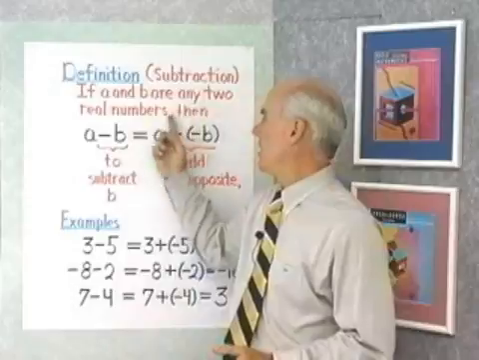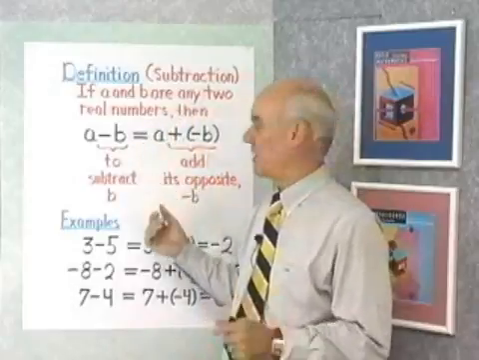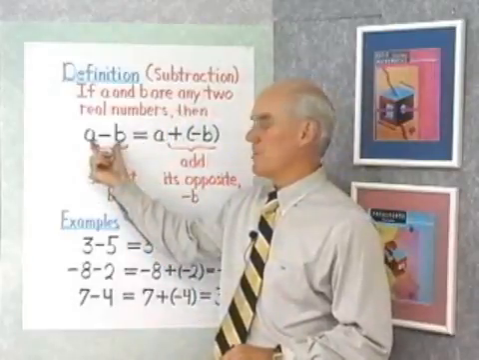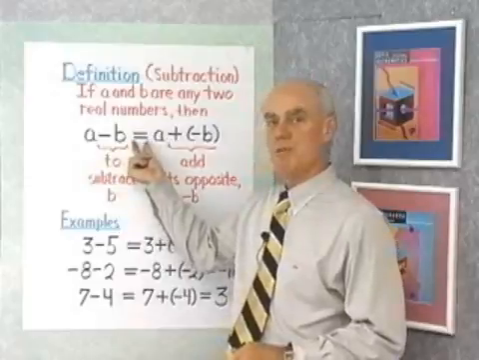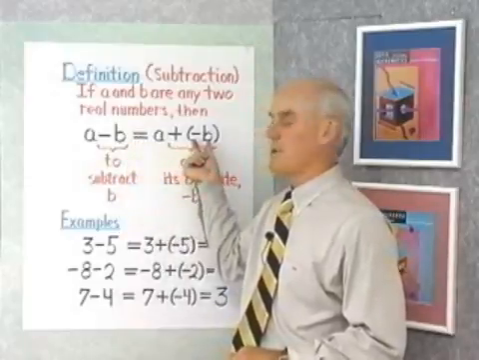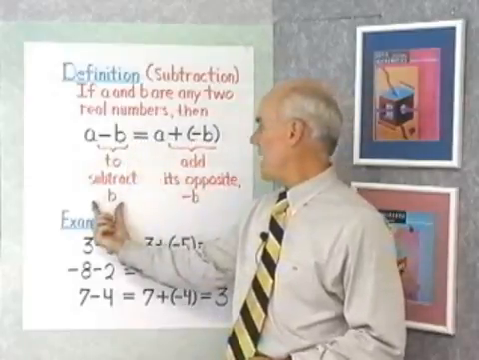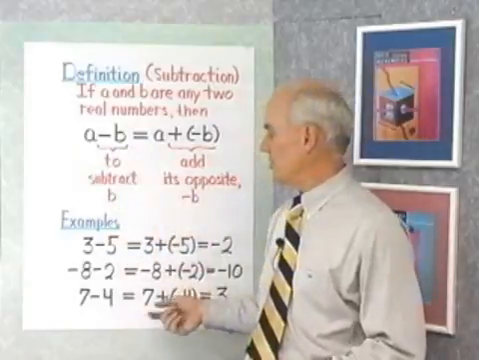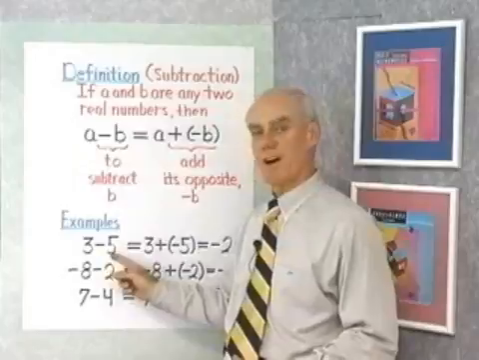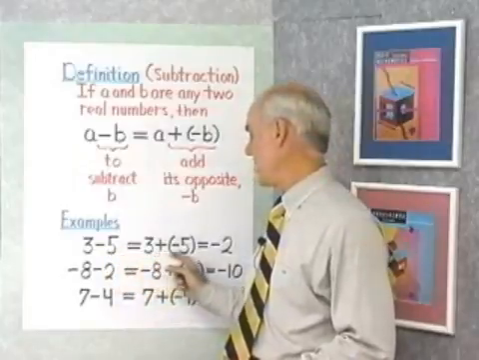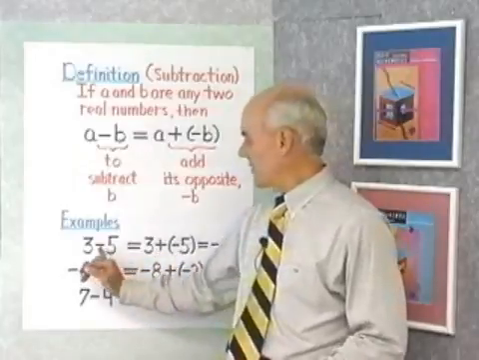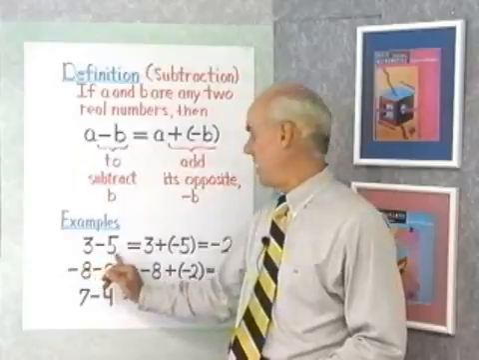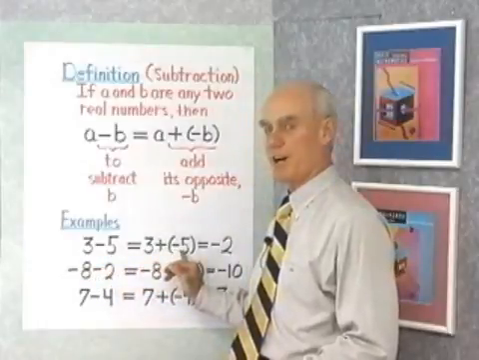If A and B are any two real numbers, that is positive or negative numbers, then A subtract B is always equal to A plus the opposite of B. So to subtract B, we always add its opposite, negative B. So here are some examples. 3 subtract 5 is the same as 3 plus negative 5. So instead of subtracting a positive 5, what we do is add a negative 5.